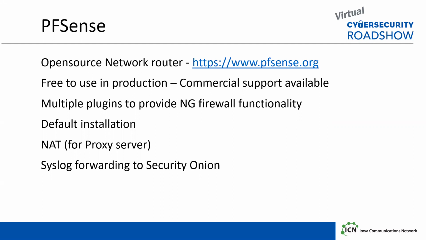For how I have this one configured, I used a default installation. Aside from the standard default installation, I added a couple of different interfaces to allow for the additional networks. And I added a network address translation for the proxy server, and I configured syslog forwarding of all the events to Security Onion.